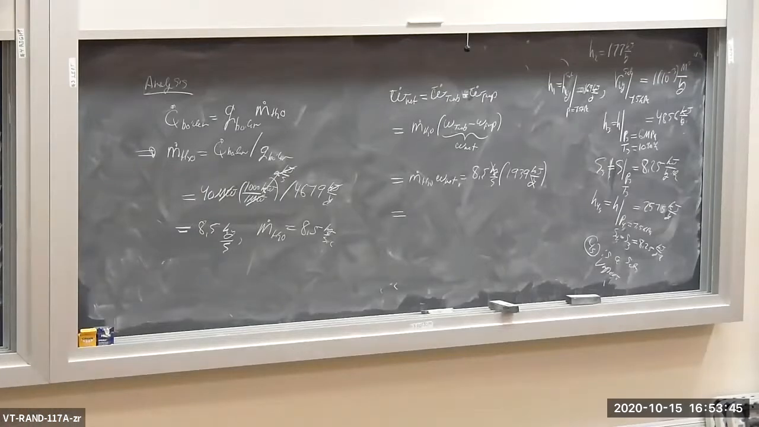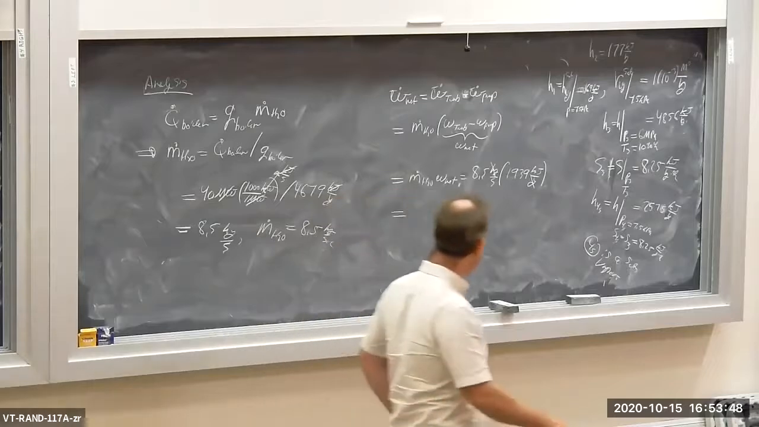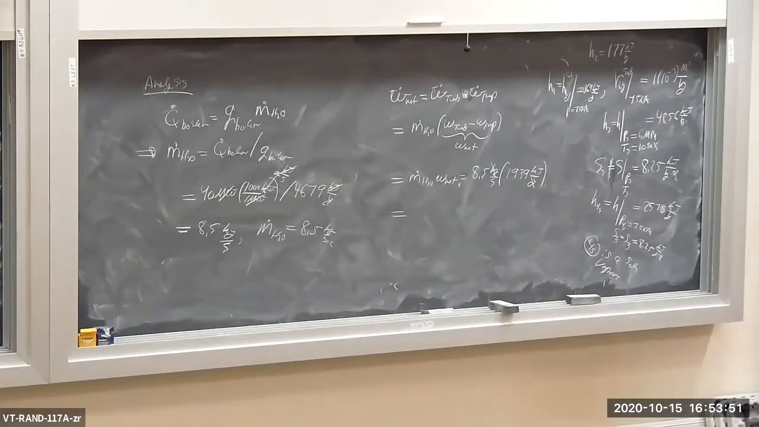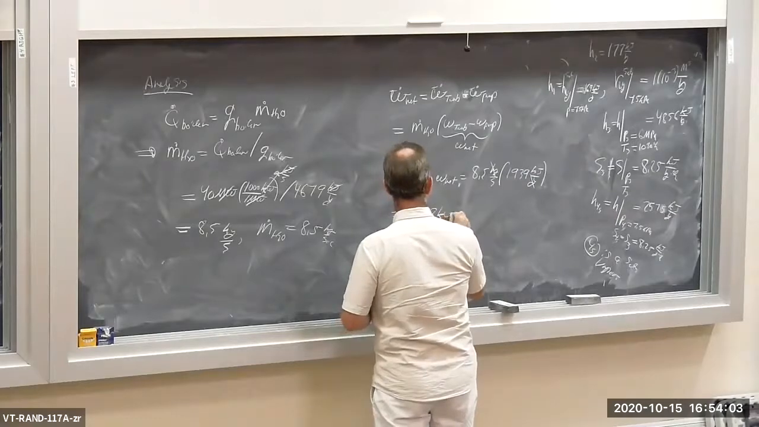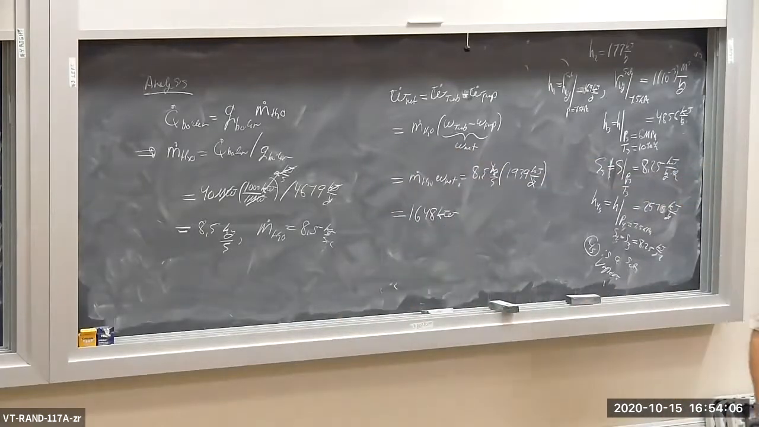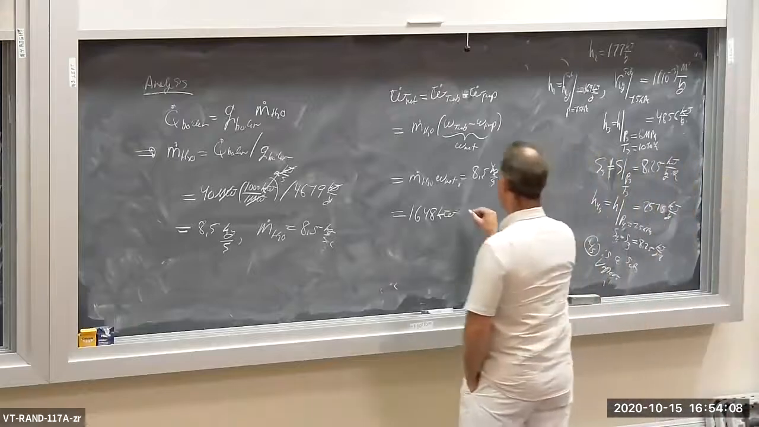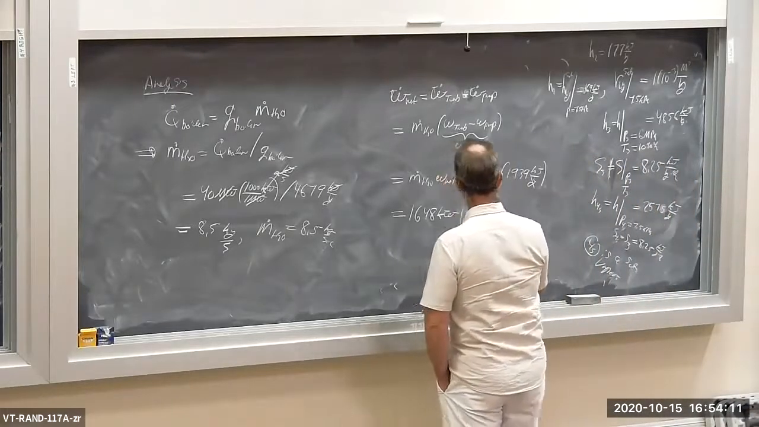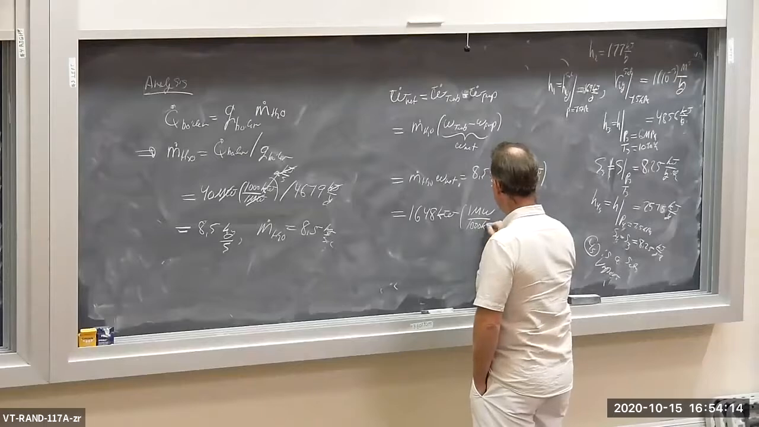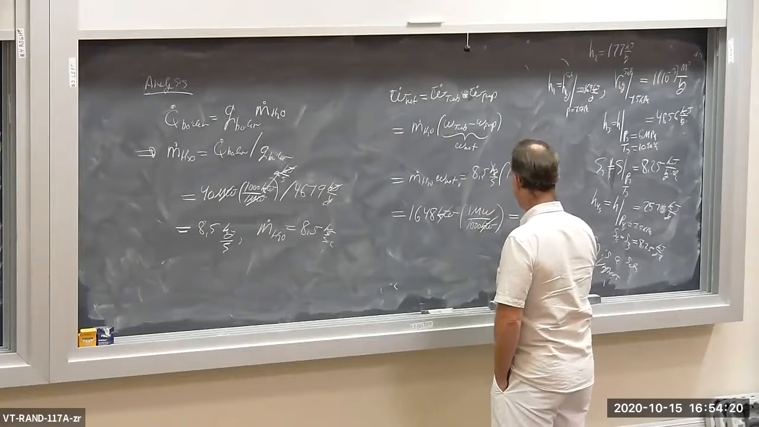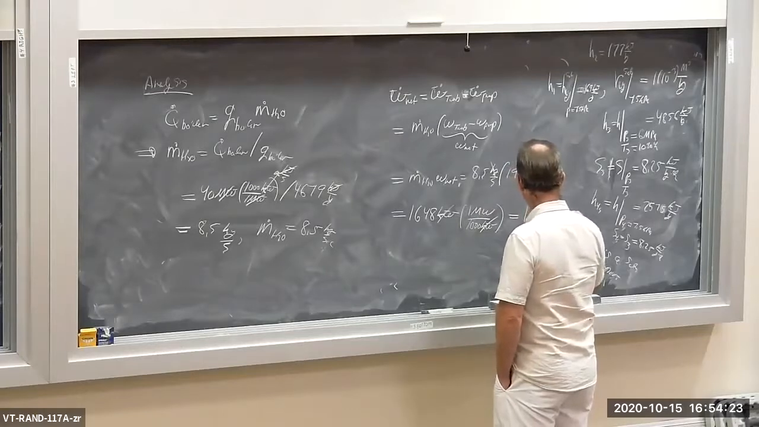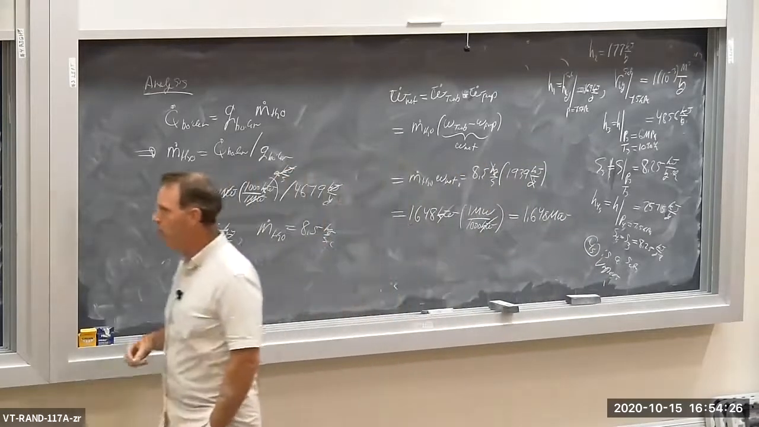Oh, what did I do with my calculator? There it is. So 1939 times 8.5. And I get 1648 something, and that's kilowatts. Let's convert that into megawatts. So for 1 megawatt, there is 1,000 kilowatts. Kilowatts cancel, and I get 1.648 megawatts.